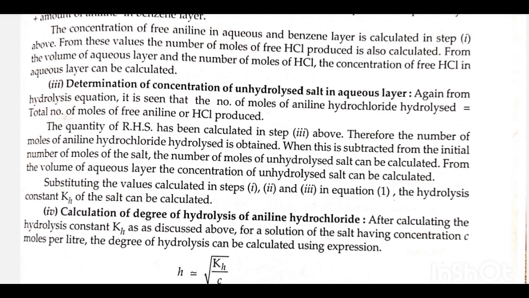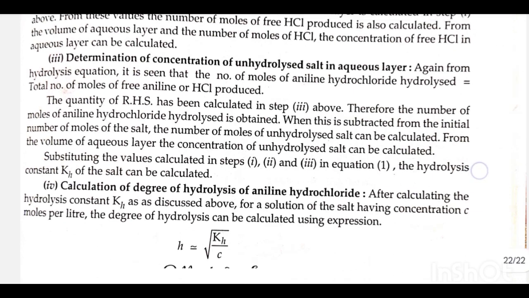Number 3. Determination of concentration of unhydrolyzed salt in aqueous layer. Again, from the hydrolysis equation, it is seen that the number of moles of aniline hydrochloride hydrolyzed is equal to the total number of moles of free aniline or HCl produced. The quantity on the right-hand side has been calculated in step 2 above. Therefore, the number of moles of unhydrolyzed aniline hydrochloride is obtained when this is subtracted from the initial number of moles of the salt. The concentration of unhydrolyzed salt can be calculated from the volume of the aqueous layer. Substituting the values calculated in steps 1 to 3 in equation 1, the hydrolysis constant Kh of the salt can be calculated.